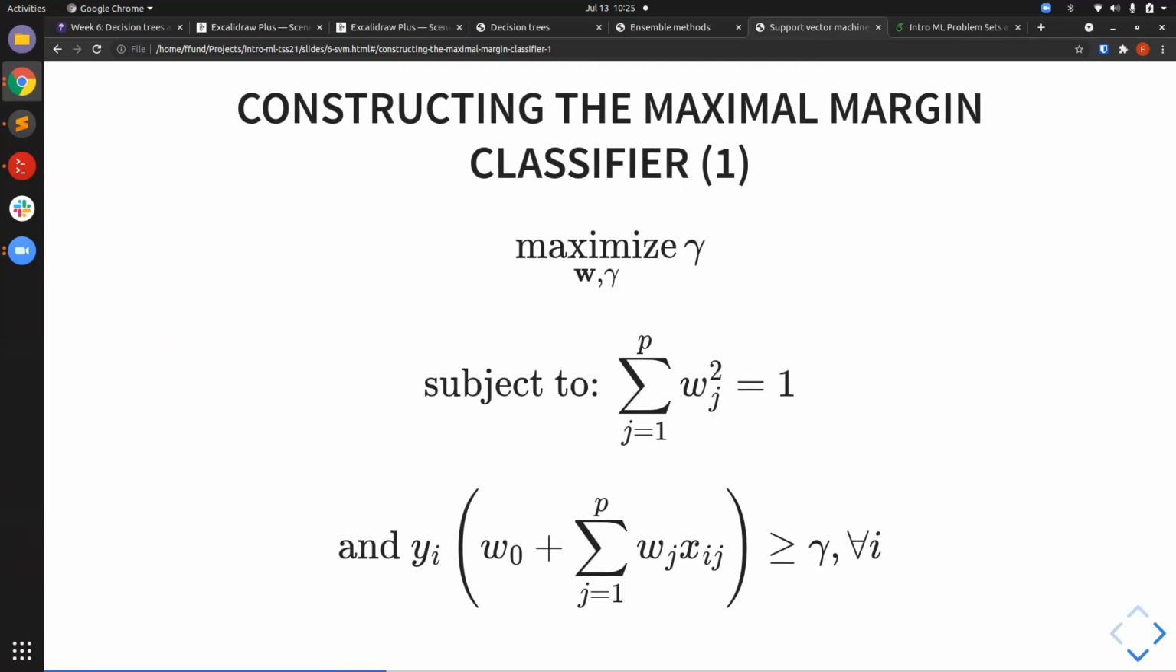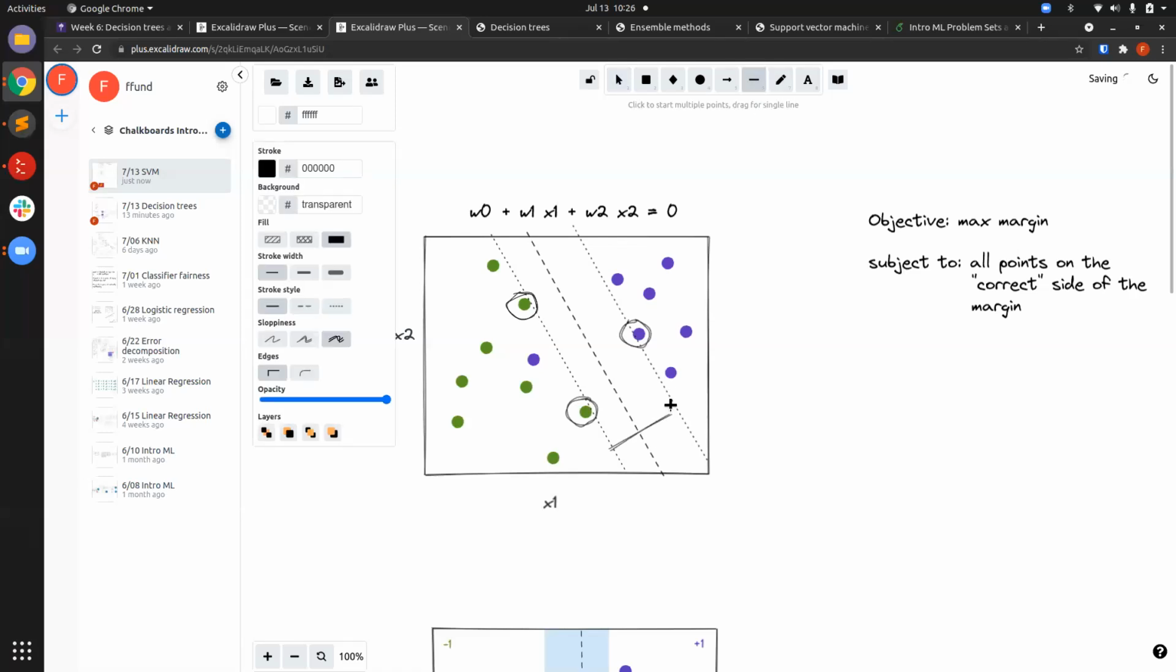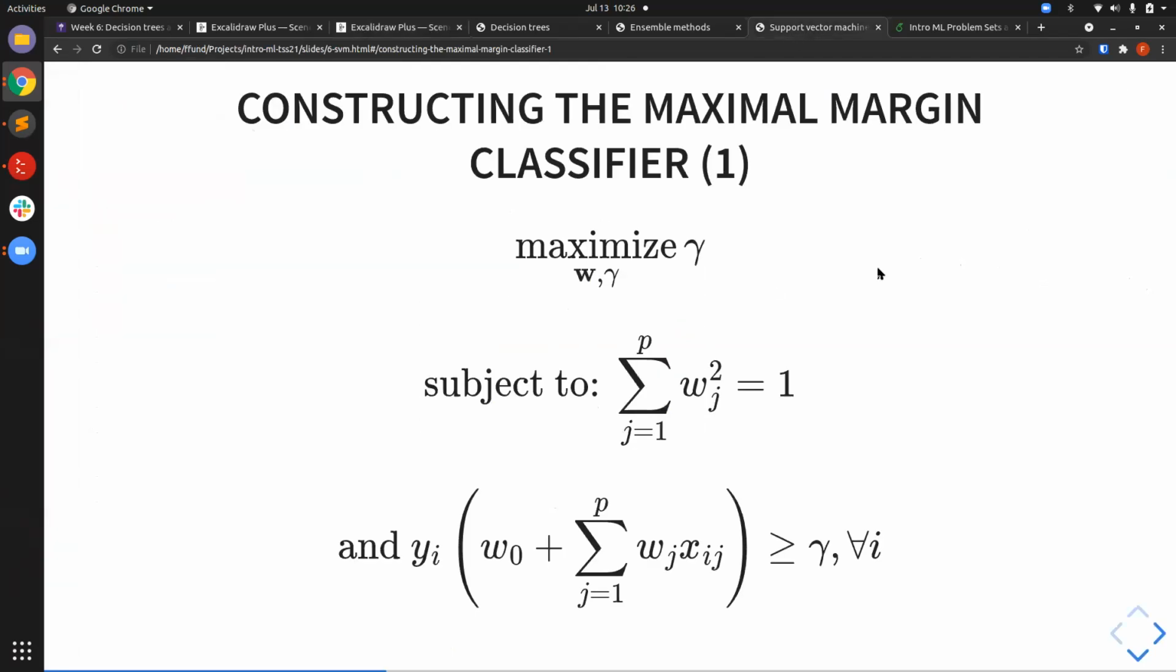I'm going to use gamma to denote the margin, where gamma is this total width. Okay, so that's the margin. I want to maximize the margin subject to these two conditions. What do these two conditions say? Well, one condition is on the L2 norm, so kind of the size of the weights. We're saying the weights should be a unit vector.